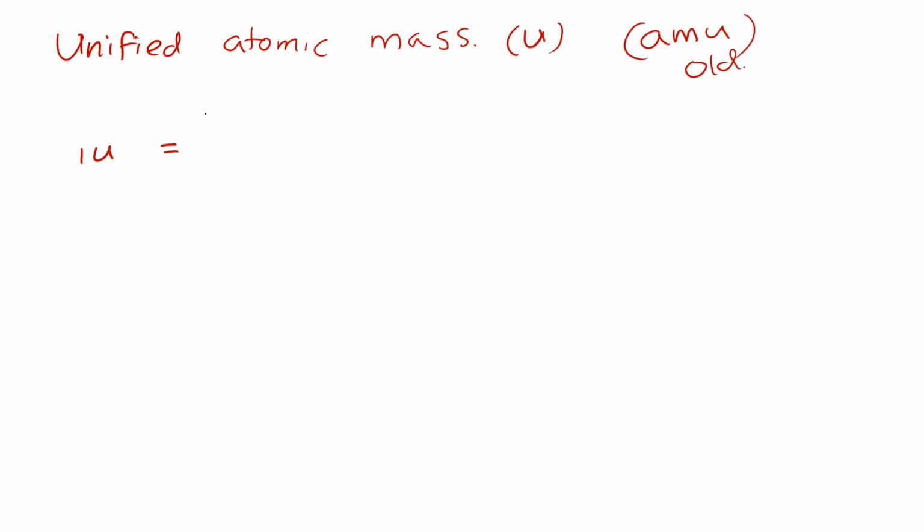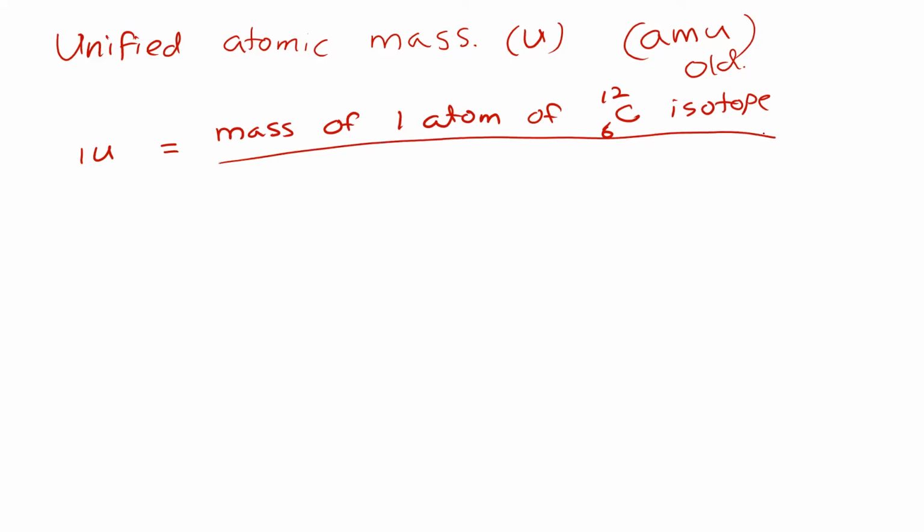To make a little bit more sense, you take the mass of one atom of the carbon-12 isotope. So you take just one atom from this C-12 isotope and divide it by 12. Now what do you think is the mass of one atom of C-12 isotope?